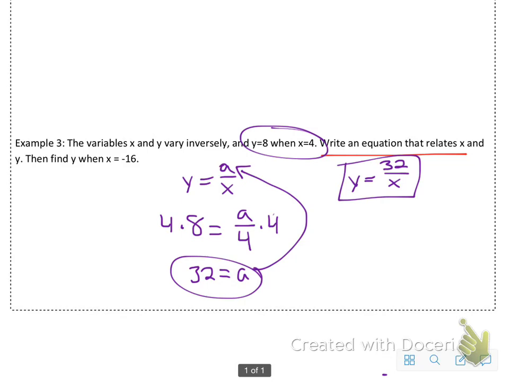However, if you read the instructions, it says find y when x equals negative 16. All you have to do, very simple, is take your equation and plug in negative 16 for x. So y equals 32 over negative 16, which is negative 2. So that is our answer. That's all you have to do. Have a nice day.